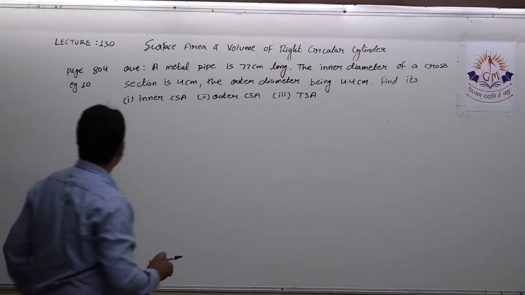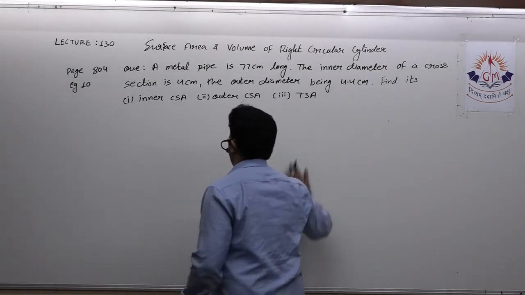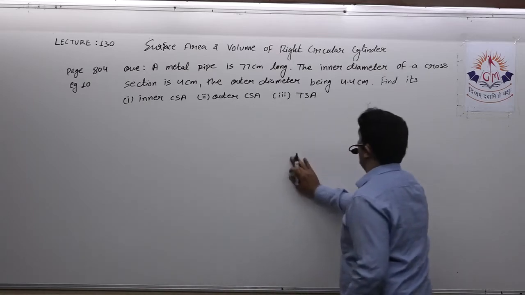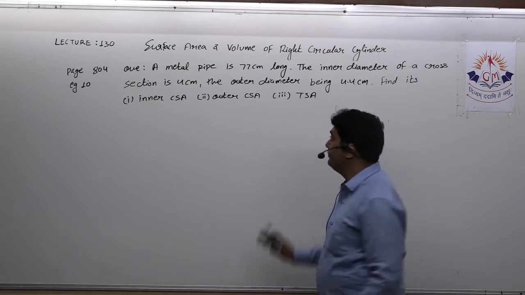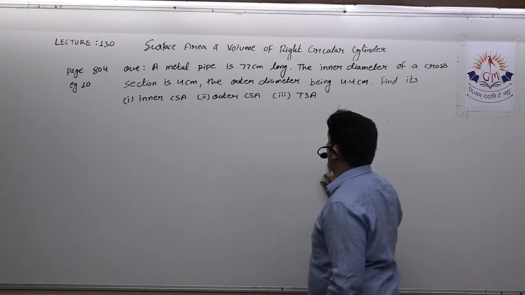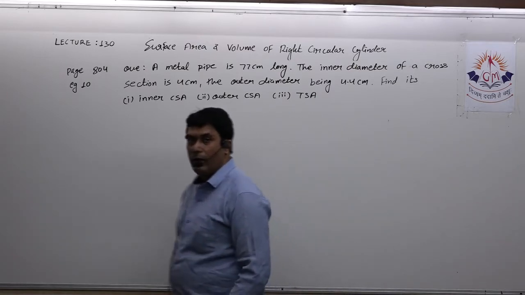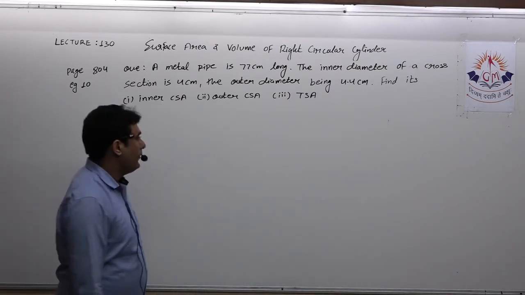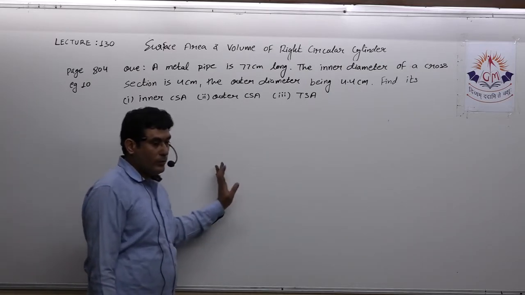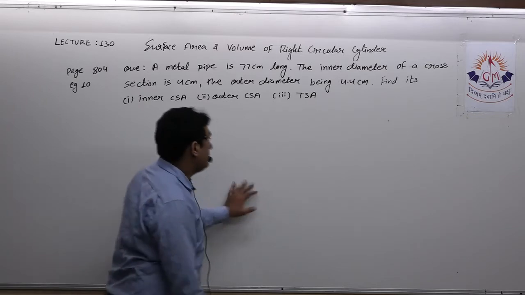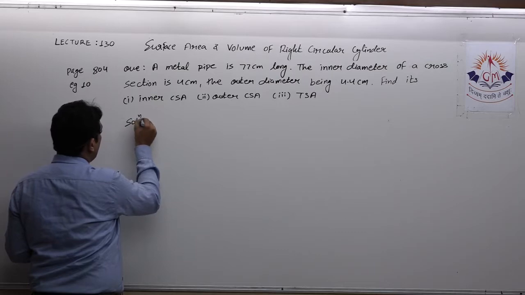Okay, this is the next question taken from page number 804, example number 10. A metal pipe is 77 centimeter long and the inner diameter of the cross section is 4 centimeter and the outer diameter is 4.4 centimeter. Find its inner curved surface area, outer curved surface area and total surface area. Now in the question a diagram is also given, but it is quite possible that you won't get the diagram in the question. So first of all, we'll draw a rough diagram for this.